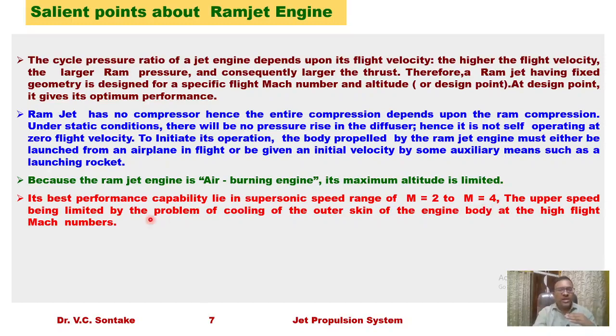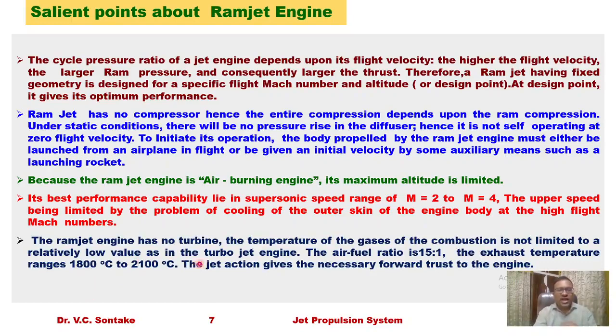The upper speed is limited by the problem of cooling of the outer skin of the engine body at high flight Mach numbers. When ramjet engines are actually operated at high Mach numbers, because of atmospheric pressure, their skin temperature is increased tremendously, and it may damage the ramjet engine. So the high flight Mach numbers will depend upon the type of cooling provided in the ramjet engine.